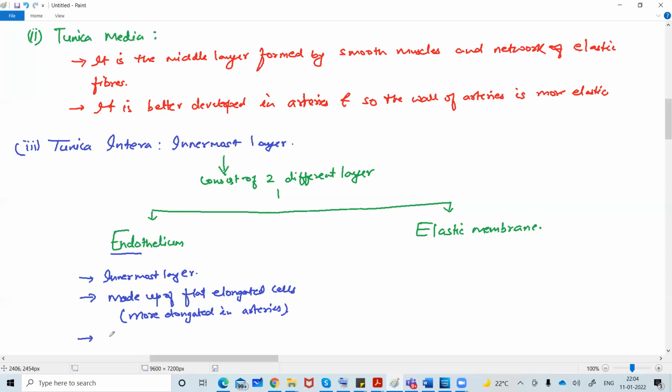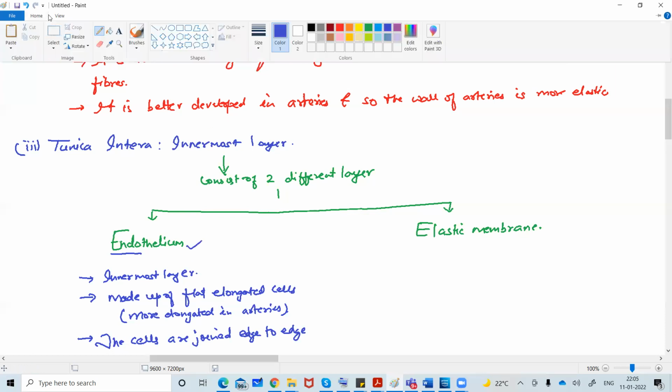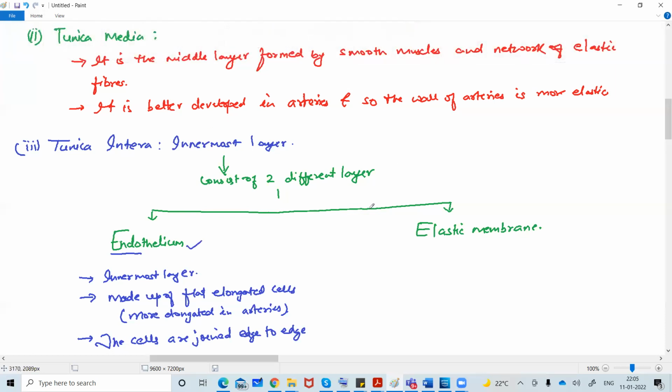Then, the cells are joined edge to edge. Right? So that's a very unique thing. The cells are joined edge to edge while making the endothelium. So there is a slight unique pattern.